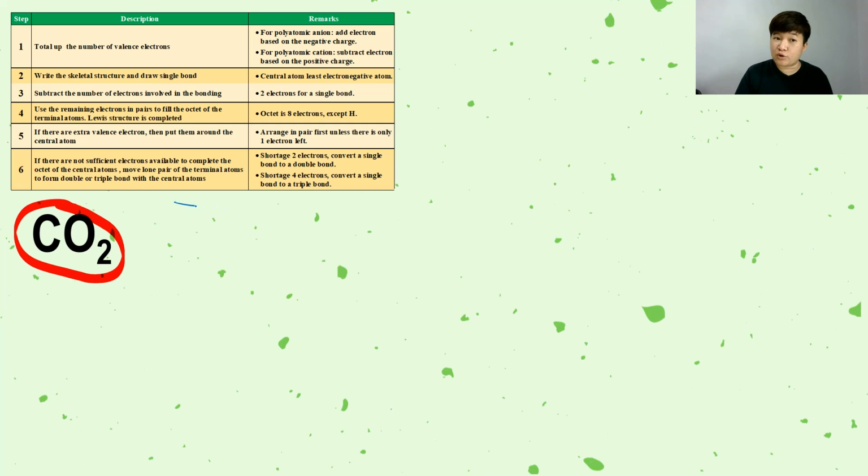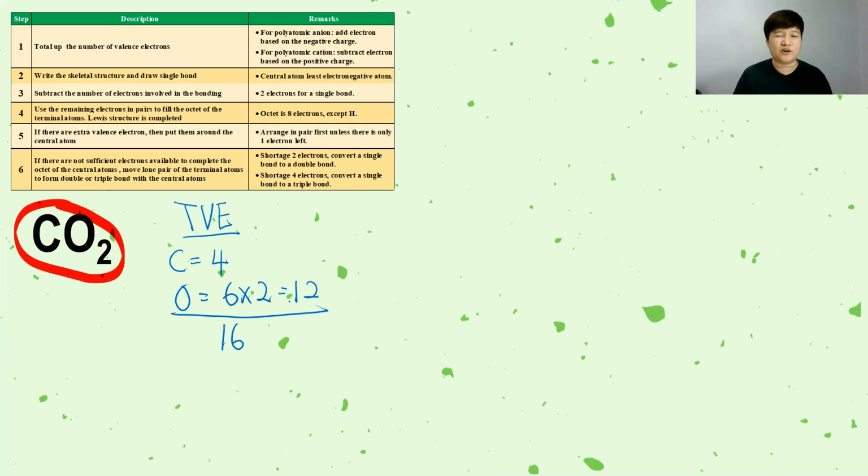Always start off with the total valence electron. So total valence electron over here, carbon, 4 valence electron. Oxygen, 6 valence electron times 2. So you have 12. And the total valence electron over here, 16. If you cannot work it out spontaneous, we do what? We press the calculator. Don't make mistakes on the total valence electron, because everything that you draw is based on the total valence electron. So don't do it wrongly.